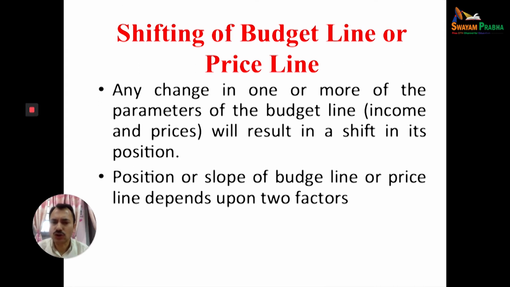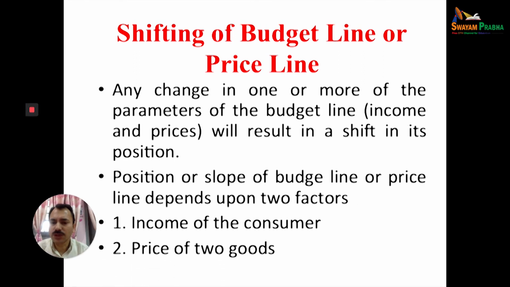The position or slope of the budget line or price line depends upon two factors: the income of the consumer and the price of the two goods. I'm again repeating, the position and slope of the budget line depends upon two factors. One, the income of the consumer. Two, the price of the two goods.